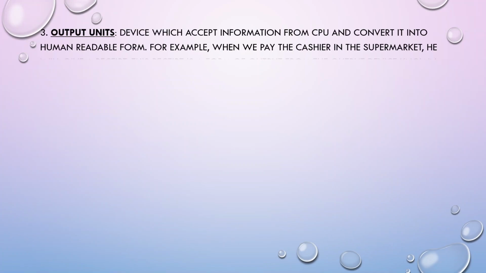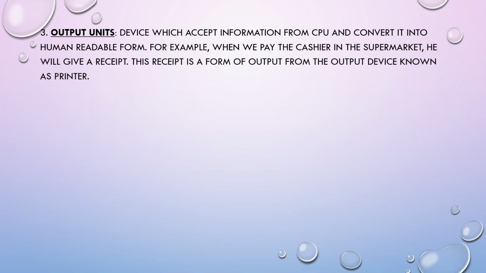3. Output units, devices which accept information from the CPU and convert it into human-readable form. For example, when we pay the cashier in the supermarket, he will give a receipt. This receipt is a form of output from the output device known as a printer.